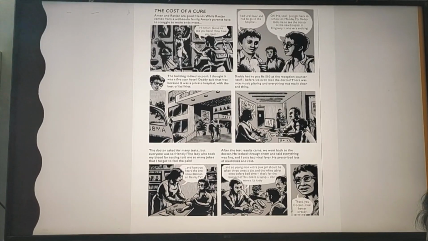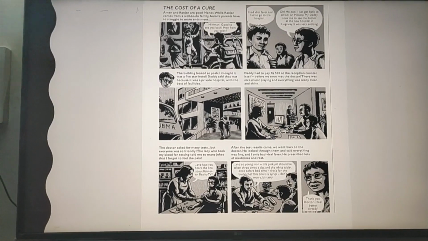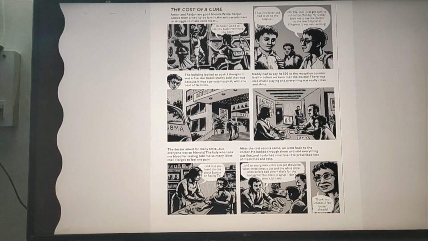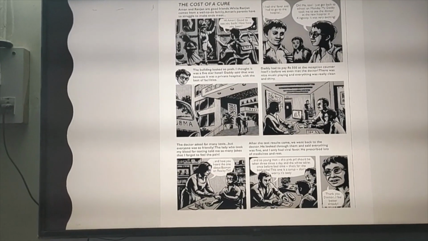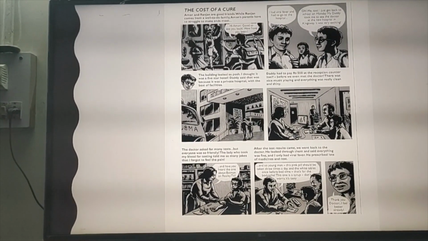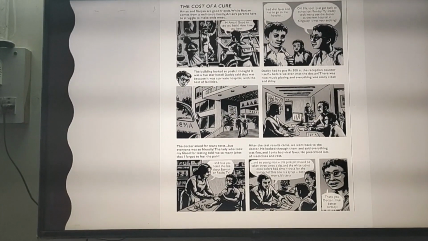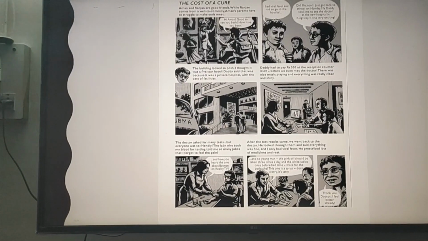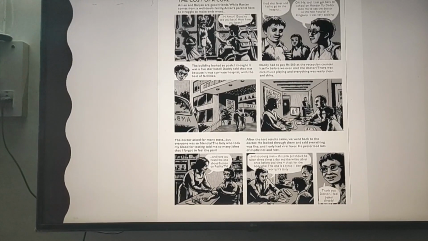So going ahead, children, we will read a story about two friends, Aman and Ranjan. The story's name is The Cost of a Cure. Aman and Ranjan are good friends. While Ranjan comes from a well-to-do family, Aman's parents have to struggle to make ends meet. So in the starting, we come to know Ranjan comes from a rich family, while his friend Aman comes from a poor family. Let us see the story.